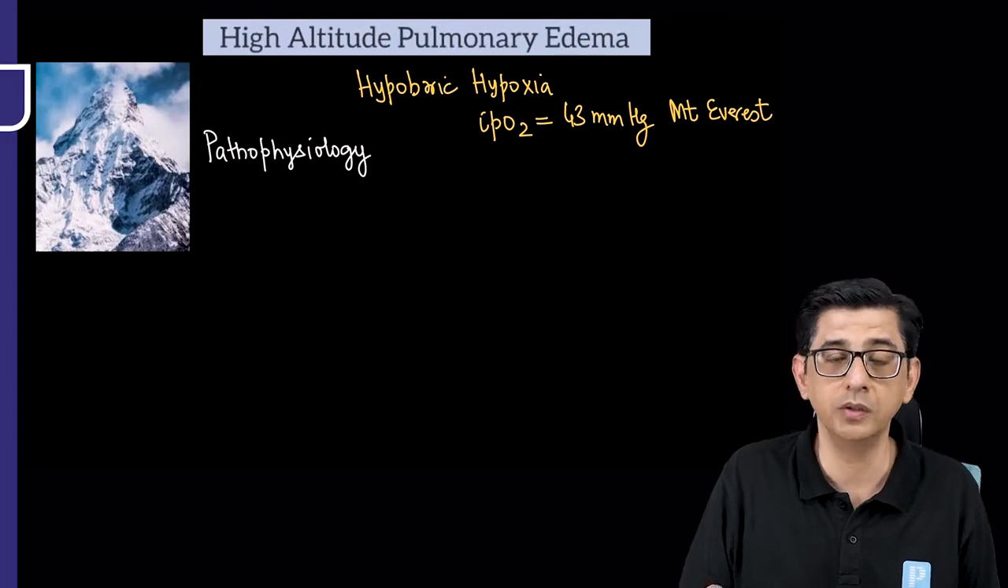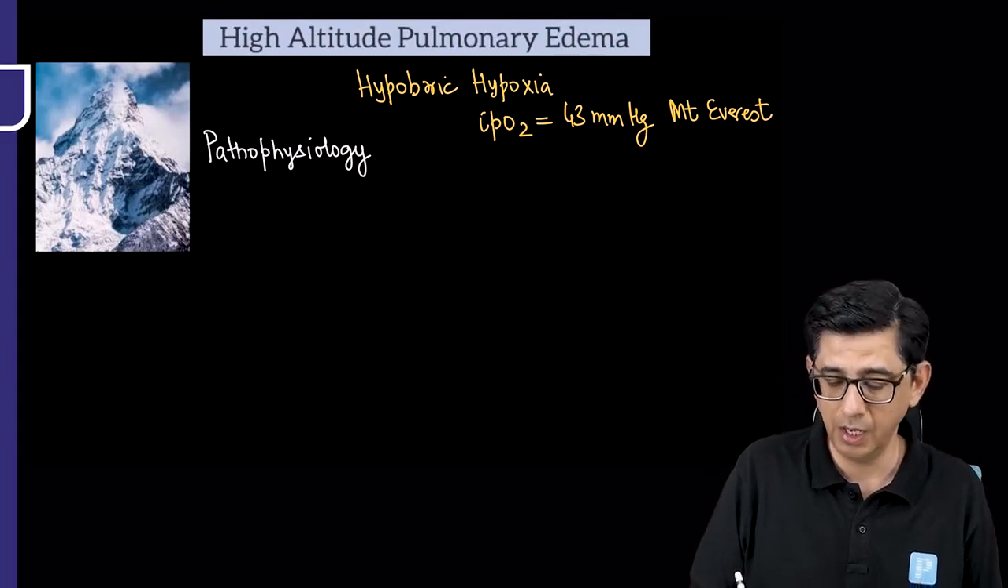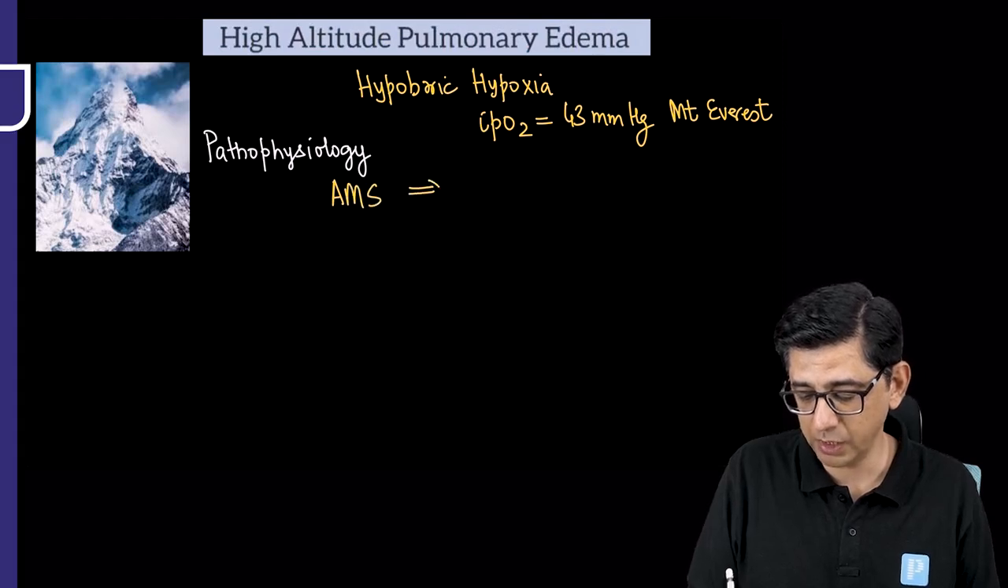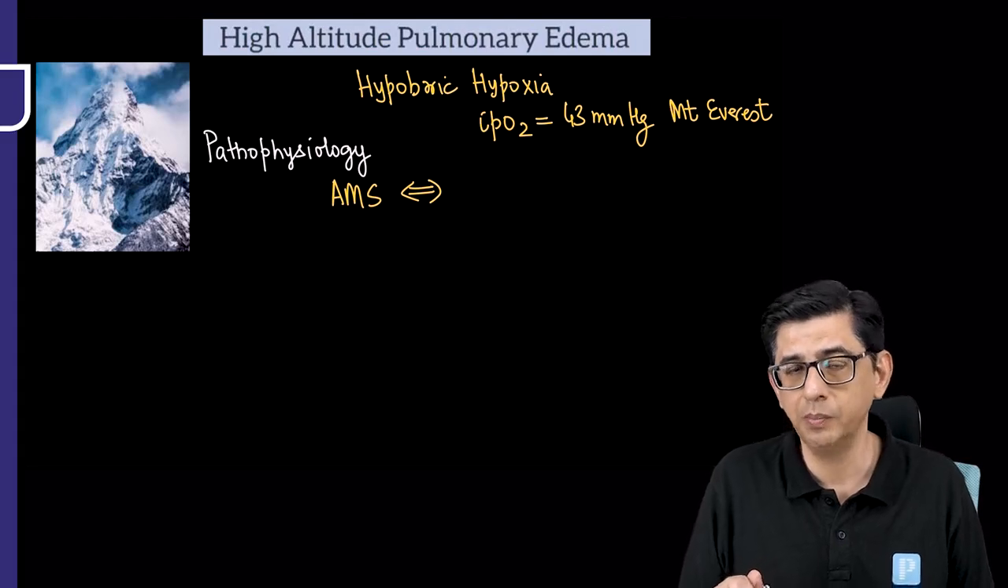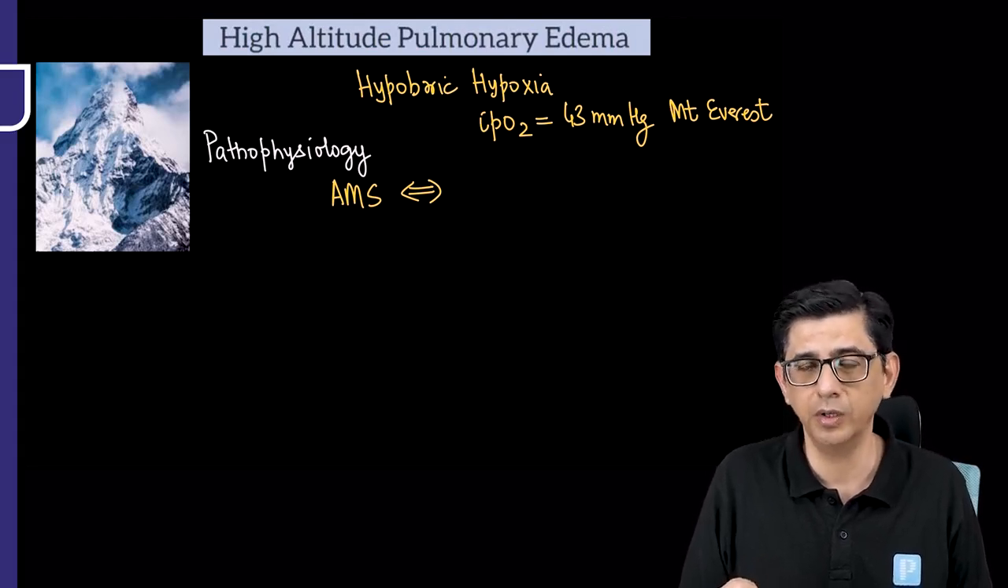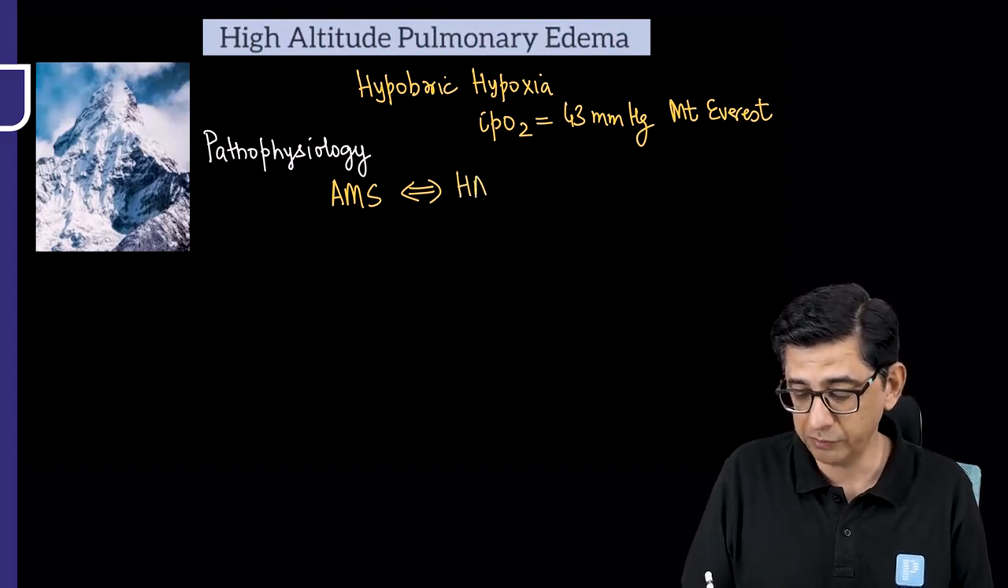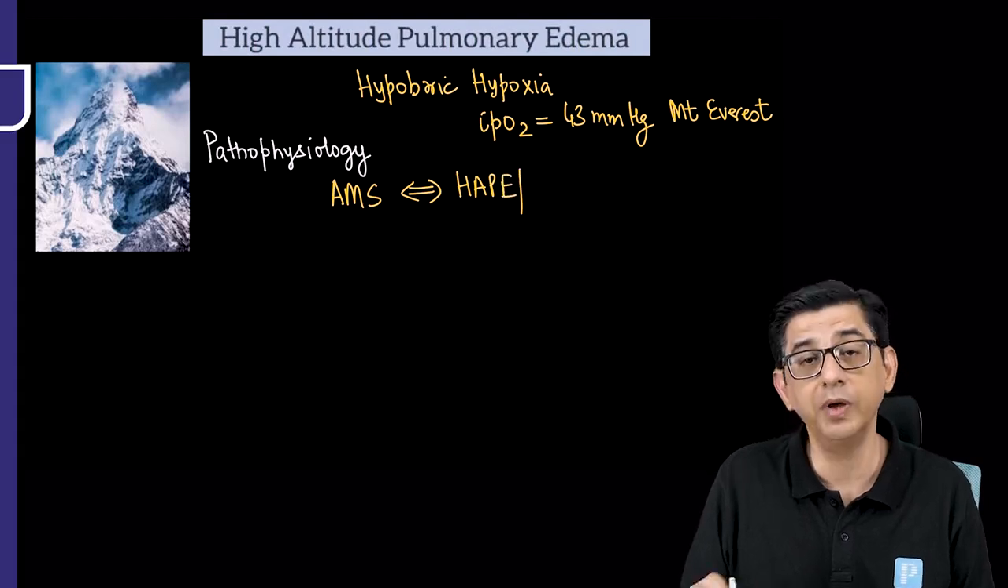So let us now focus on the pathophysiology of the disease. In fact, the broad term to describe the topic we're studying here is acute mountain sickness. Some people might have only a headache, or nausea, vomiting, bloating, a bit of disturbed sleep, fatigue. But some patients can deteriorate really fast and can develop high altitude pulmonary edema.